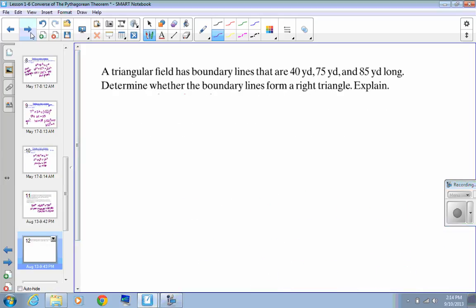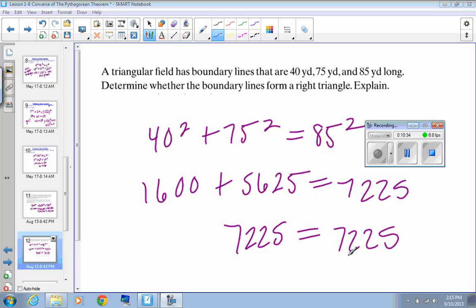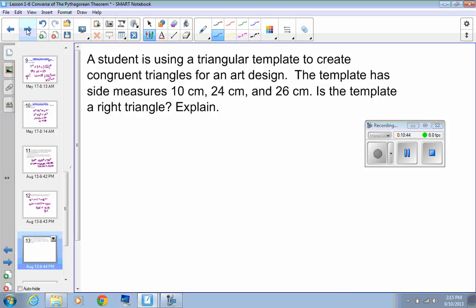Go ahead and try this one on your own. Again, it wants to know if the boundary lines 40 yards, 75 yards, and 85 yards form a right triangle. You should have answered yes. This does form a right triangle because 7,225 equals 7,225.